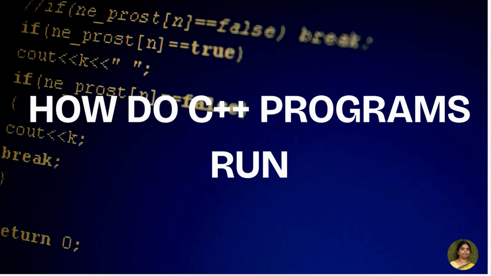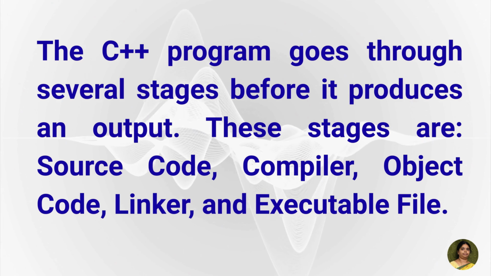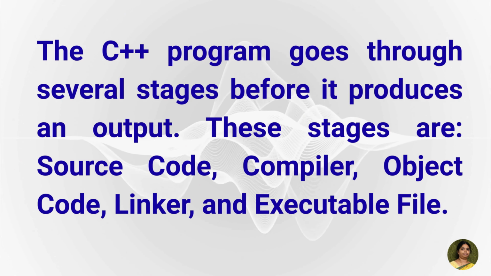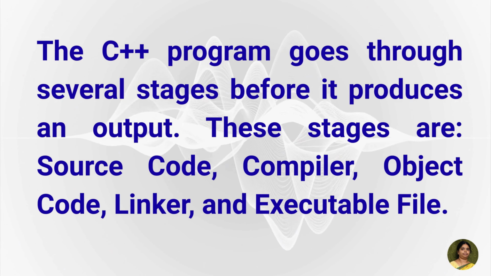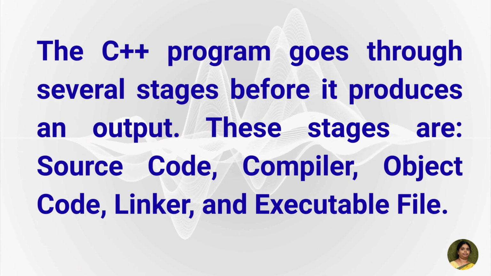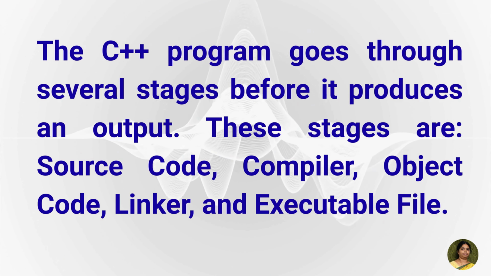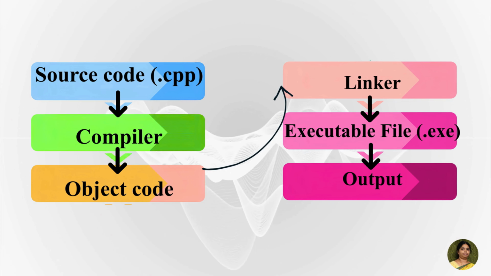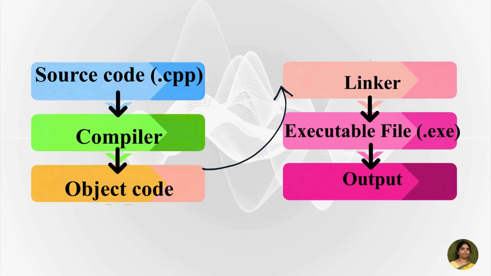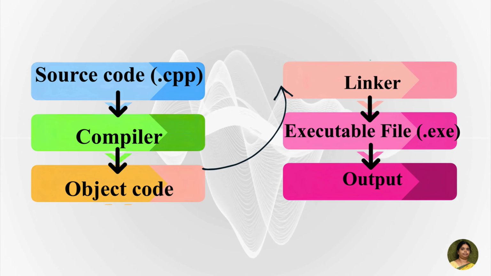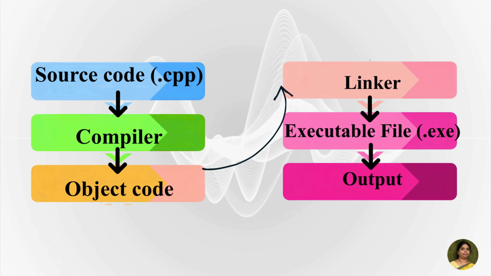How does a C++ program run? A C++ program goes through several stages before it produces an output. These stages are source code, compiler, object code, linker, and executable file. The flow is: source code, which is a .cpp file, then compiler, then object code, linker, executable file, which is saved with .exe, and then the output.